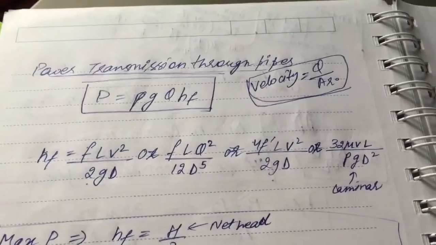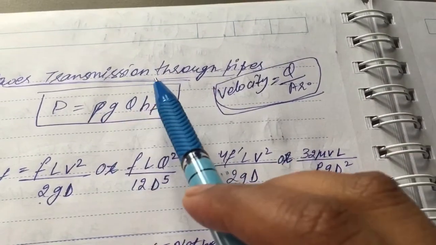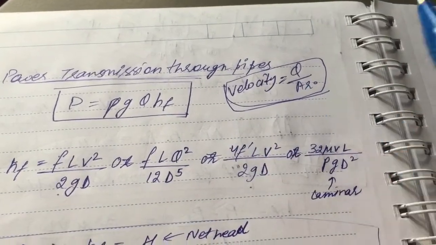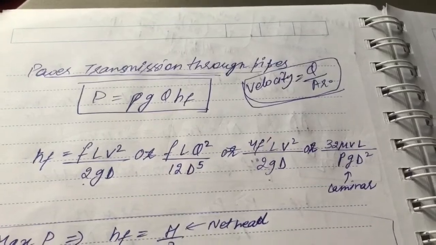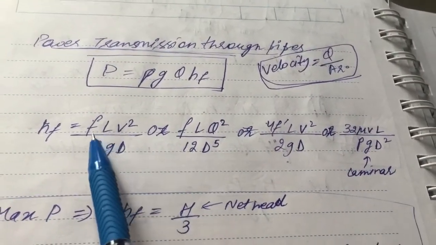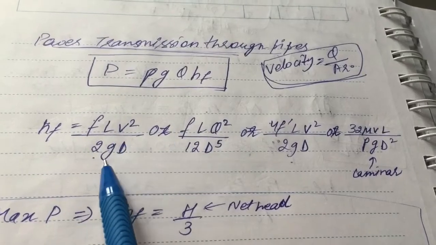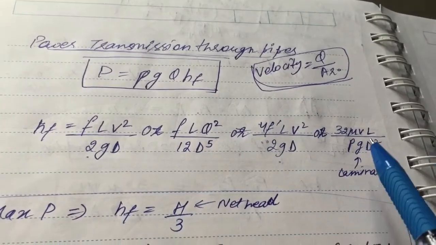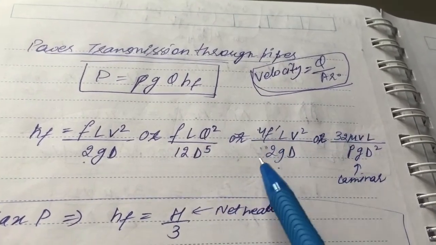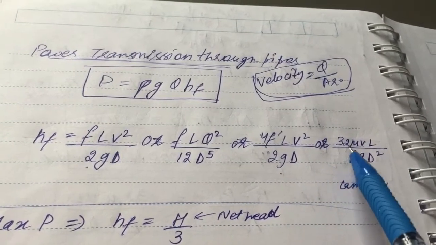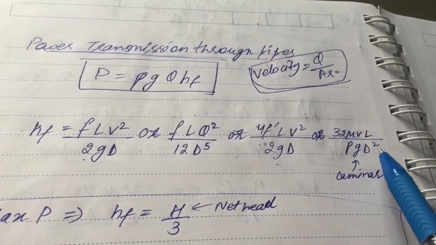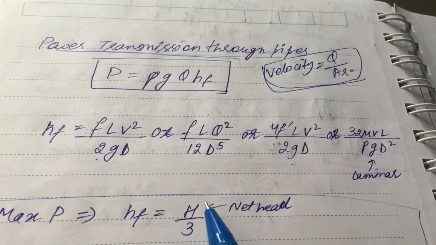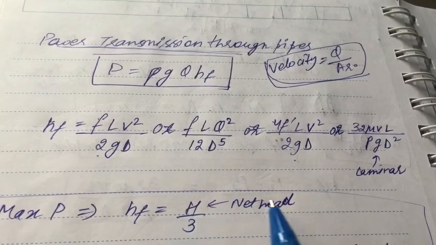Next is power transmission through pipe, which is calculated as rho g Q into head loss due to friction. Velocity is given as Q by area. HF, all the formulas we have already studied, is equal to FLV square by 2gD, or it is equal to FLQ square by 12D to the power 5, or it is equal to 4F dash LV square by 2gD, or in case of laminar flow it is equal to 32 mu VL by rho g D square. And for maximum power, HF is equal to H by 3, where capital H is the net head.